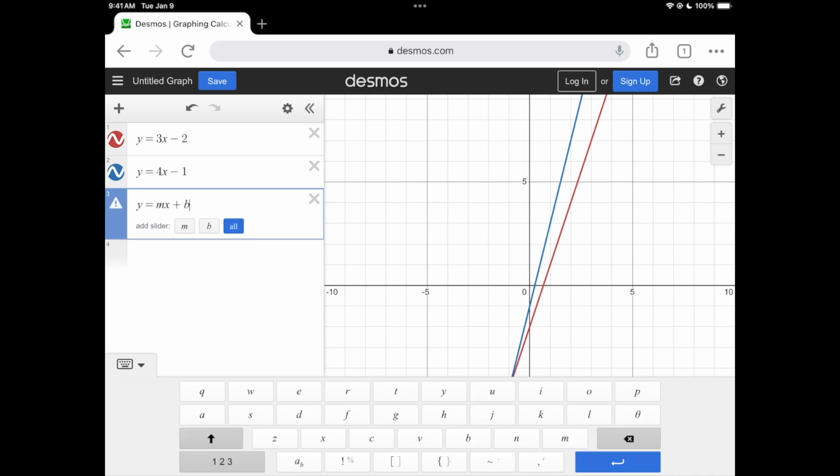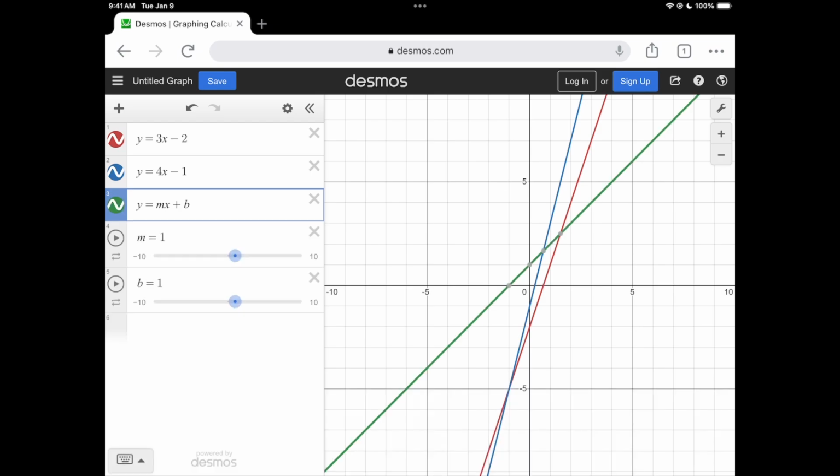I get this. And so you can see underneath the equation on the left side it has a pop-up that says add slider for m or b or all. And so if I hit all there, it creates these two sliders for me. And what those do is if I change the value of m, so right now m is 1, if I drag the slider to the right, it changes the number. And you can see it makes my line steeper because it's increasing my slope.